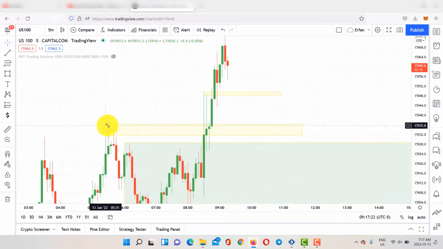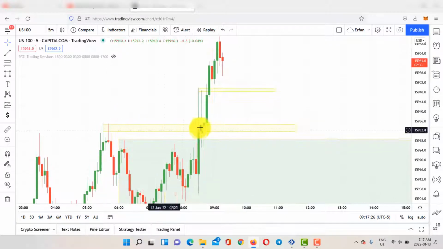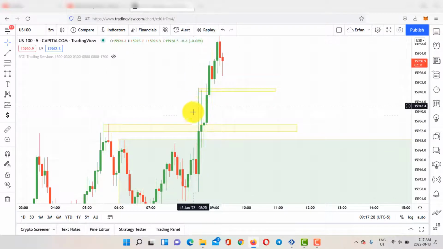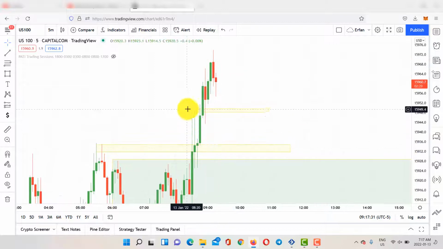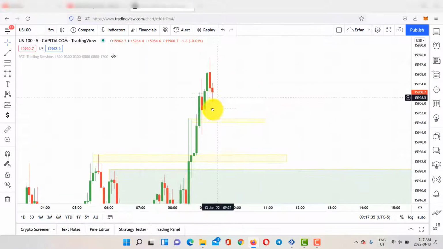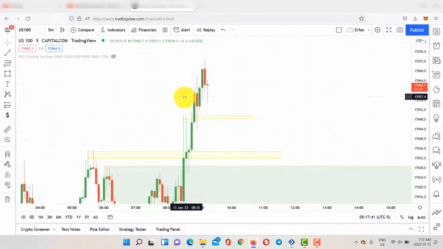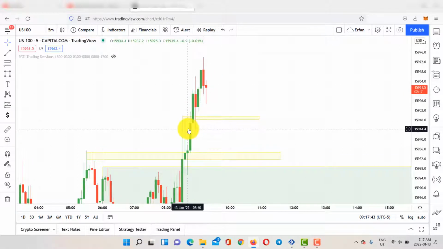See, we have one order block here. One support level. After this breakout structure, we have a support level here. We have another support level right here. So here we have a breakout structure.